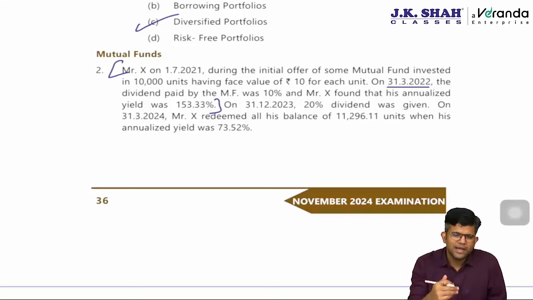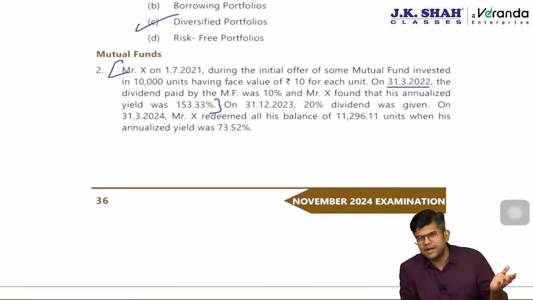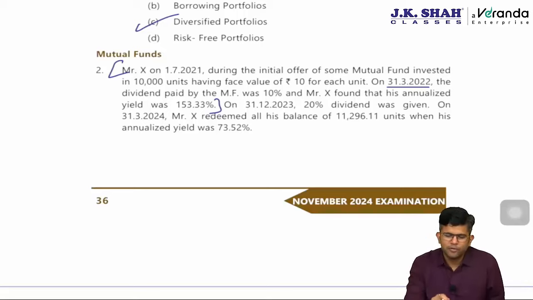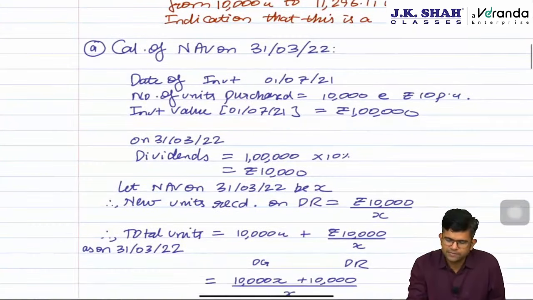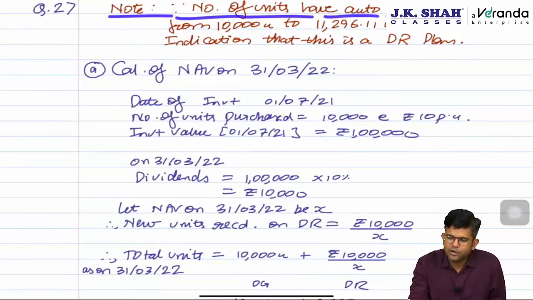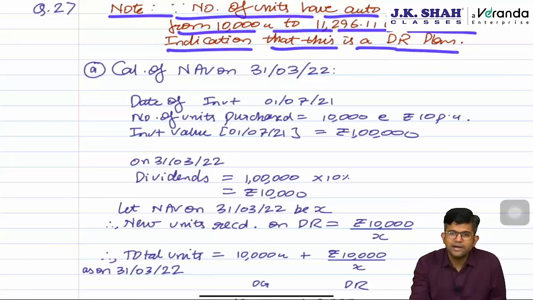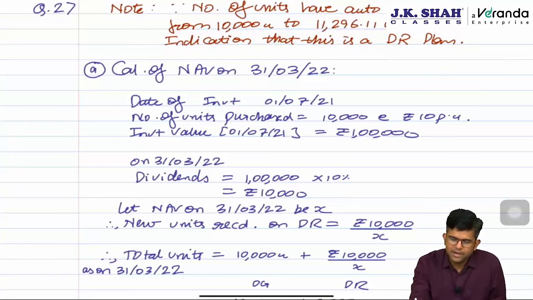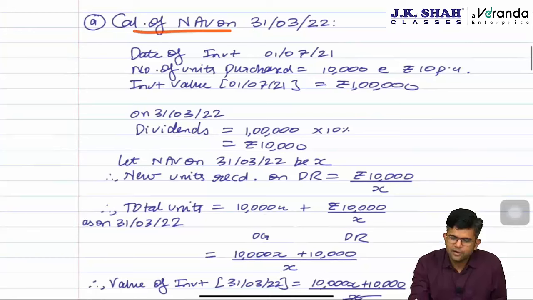I have taken the help of the X calculations that we do. ICEA has done it in a much shorter approach, but for long-term understanding I use this approach. I will show you my personal solution. Please pay attention. See, first of all, what have I written here? Note, since number of units have auto increased from 10,000 units to 11,296.11 units, it is an indication that this is a dividend reinvestment plan. Okay. Now, calculation of NAV on the first date, that is 31/3/2022.